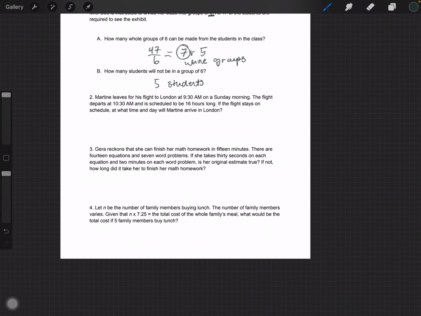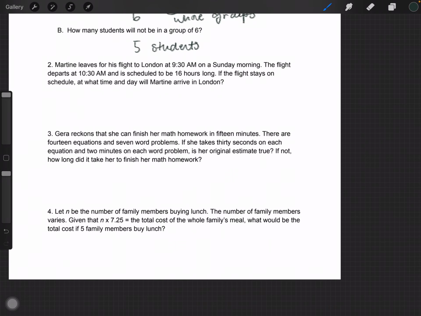Okay, I'll do the last one as well. So it says, let n be the number of family members buying lunch. N is a variable, which means that it can be any whole number in this case, because we're talking about family members. It says the number of family members varies, given that n times 7.25 equals the total cost of the family's whole meal. What would be the total cost if 5 family members buy lunch? So we know that n is the number of family members buying lunch, and we're given that there are 5 family members buying lunch. So we can just say that n equals 5. And then they want us to find the total cost of the whole family's meal, which is this equation.